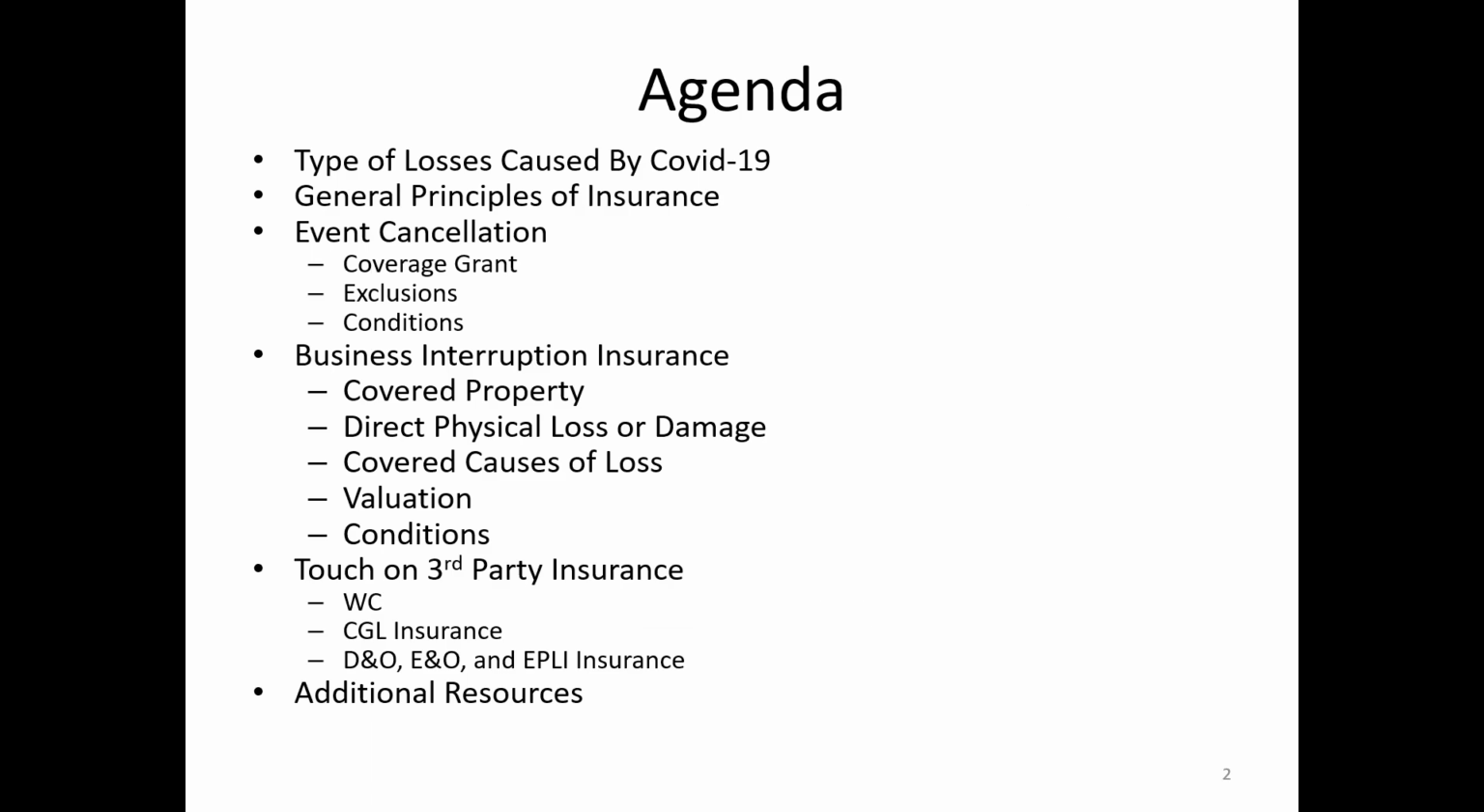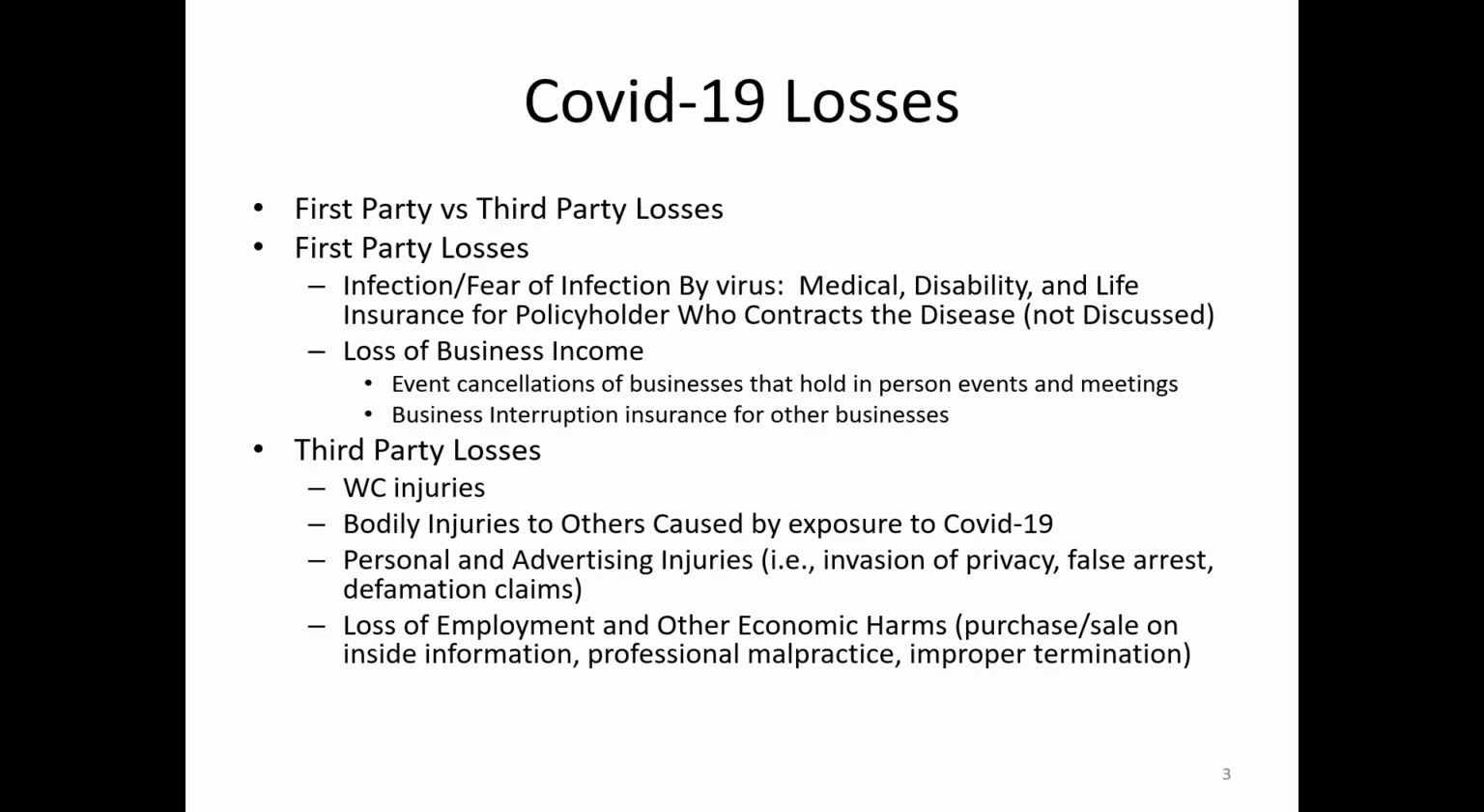On the agenda today, we're going to go through the types of losses that are caused by COVID-19. We'll go through some general principles of insurance, and then we're going to get into the meat of the policies: event cancellation policy, including the coverage grant, exclusions and conditions, and business interruption insurance, with the issues of covered property, direct physical loss or damage, covered cause of loss, valuation and conditions. We might touch on some of the third-party insurance policies like workers' comp, comprehensive general liability, directors' and officers', errors and omissions, employment practices liability, and then we'll end with some additional resources for you.